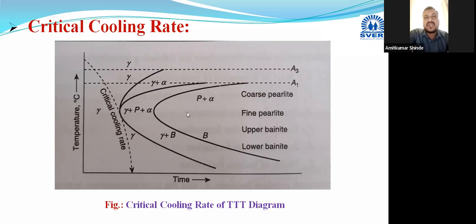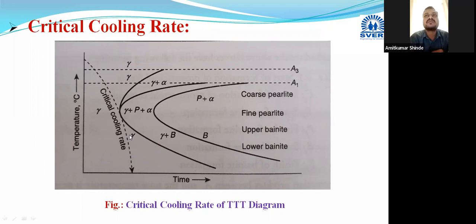And when the percentage of alloying element is less, this IT diagram or TTT diagram will move towards the left side, which means we will get a faster cooling rate as the critical cooling rate. This is the critical cooling rate: the cooling rate which just touches the nose of the IT diagram or TTT diagram, or just suppresses the diffusion transformation, or just bypasses the nose of the IT diagram.